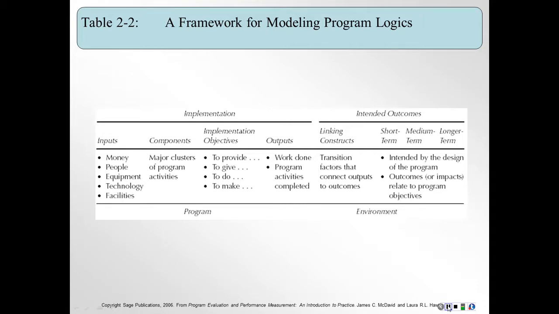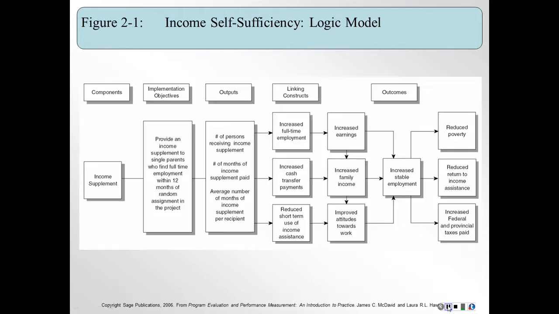Some additional rules of thumb for logic models. Constructs in a logic model cannot cause themselves. Back up for a moment and look at one of these previous things. So the construct of increased stable employment can't cause itself. Furthermore, two-way causal arrows, while they might be conceptually useful, are a real challenge to sort out empirically.